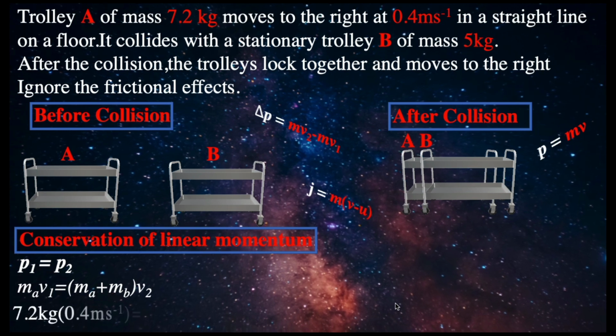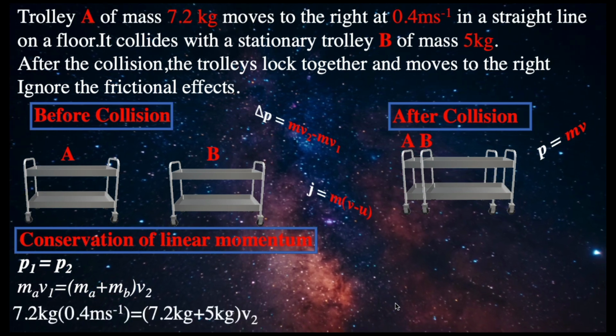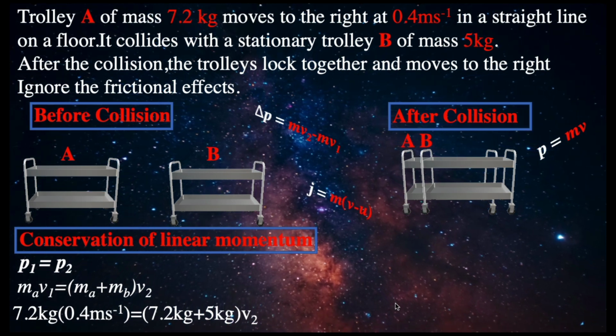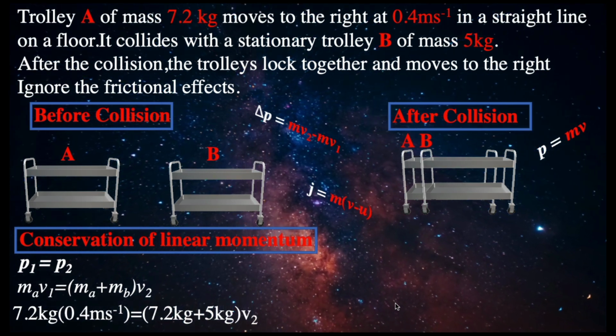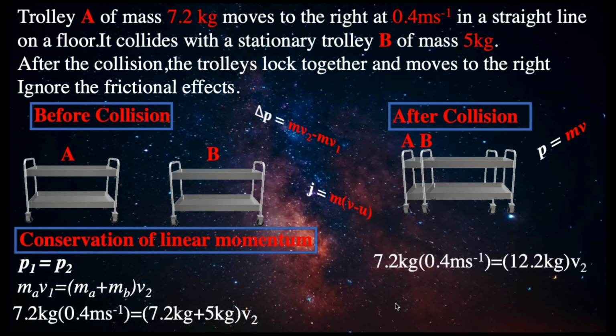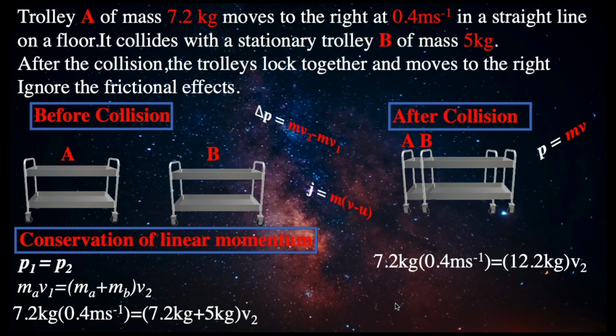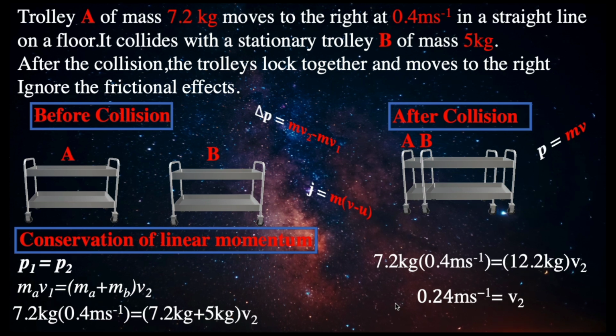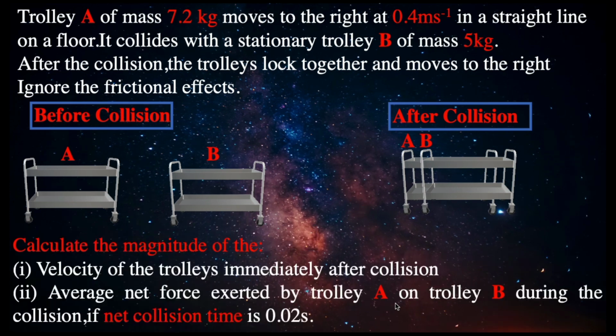For mA, we have 7.2, and the initial velocity we're given is 0.4 meters per second. For mA plus mB, it's going to be 7.2 kg plus 5 kg times the velocity that we don't know. Now it's a matter of solving. If we say 7.2 plus 5, we're going to get 12.2 kg. Now we're going to divide both sides by 12.2 kg, and we find our velocity as 0.24 meters per second. So that is going to be the final velocity of the locked trolleys. And now we're going to move to the second question.